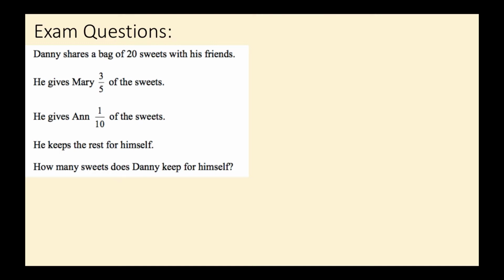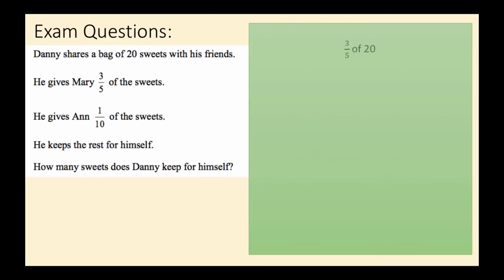Danny shares a bag of 20 sweets with his friends. He gives Mary 3/5 of the sweets. He gives Anne 1/10 of the sweets. He keeps the rest for himself. How many sweets does Danny keep for himself? So the first thing we have to work out is how many Mary gets. So, Mary gets 3/5 of the 20. So we do 20 divided by 5, which equals 4, because we always divide by the bottom number. And then we do 4 times 3, 4 times the top number, which is 12. So Mary gets 12 sweets.